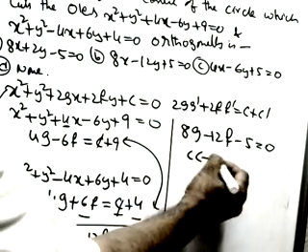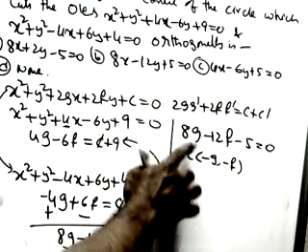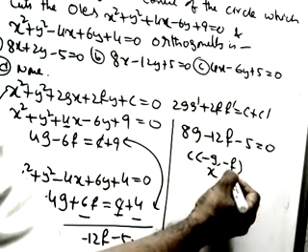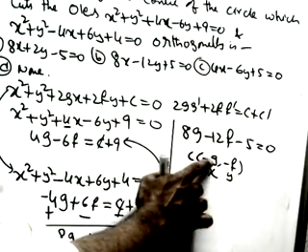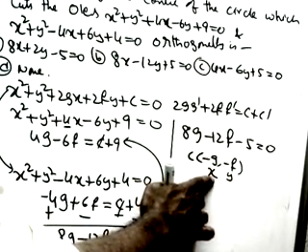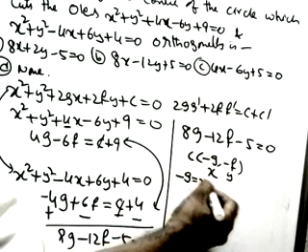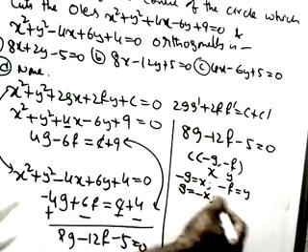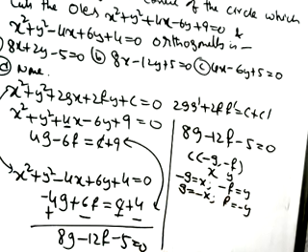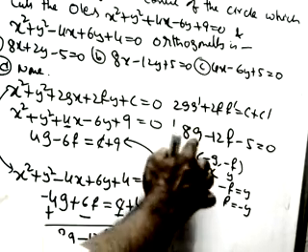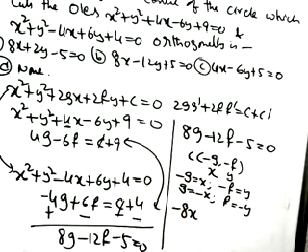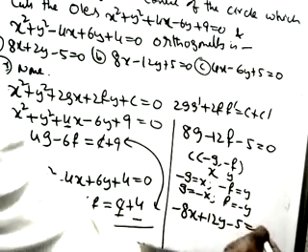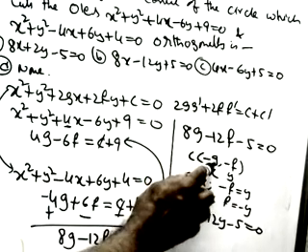Now watch carefully. We have to find the locus of the center. What is the center? Center is minus g, minus f. So we have to change this. In place of minus g, we have to write x. In place of minus f, we have to write y. That is, in place of g you write minus x, in place of f you write minus y. So 8 into, in place of g if you write minus x, this will become minus 8x. In place of f, minus of minus, plus 12y minus 5 equals 0.